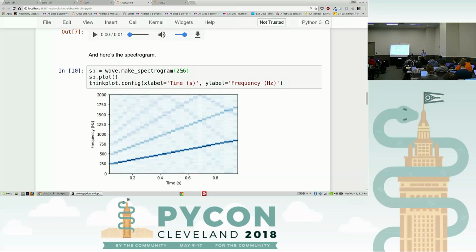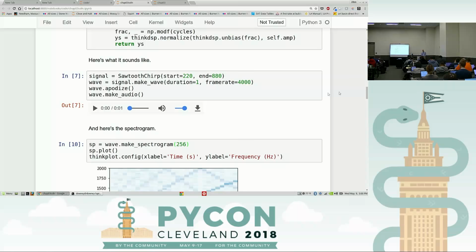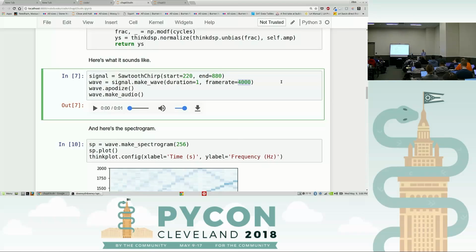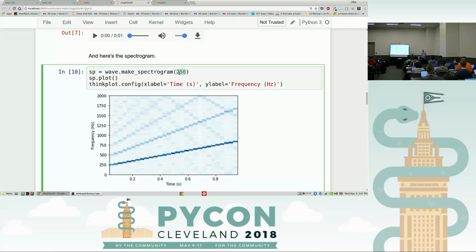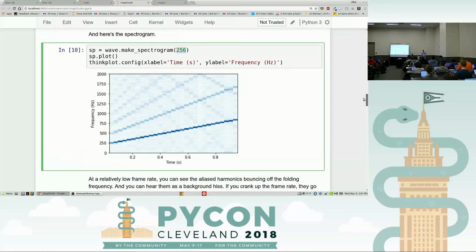If you like, you can do what I just did, which is I turned the frame rate down from 10,000 to 4,000. So that has the effect of lowering the folding frequency down to 2,000. I also changed the length of the spectrogram in time, or actually number of samples. I turned it down to 256 samples. And now you can see the frequency components a little bit more clearly.